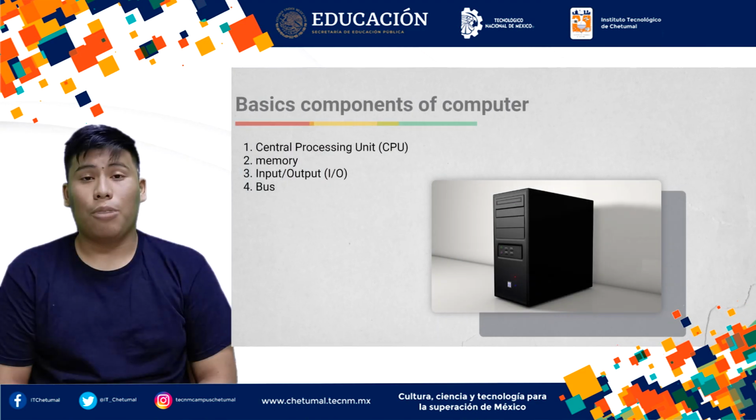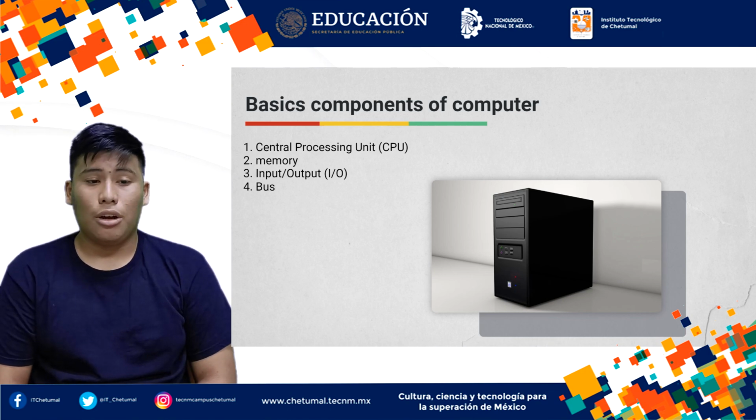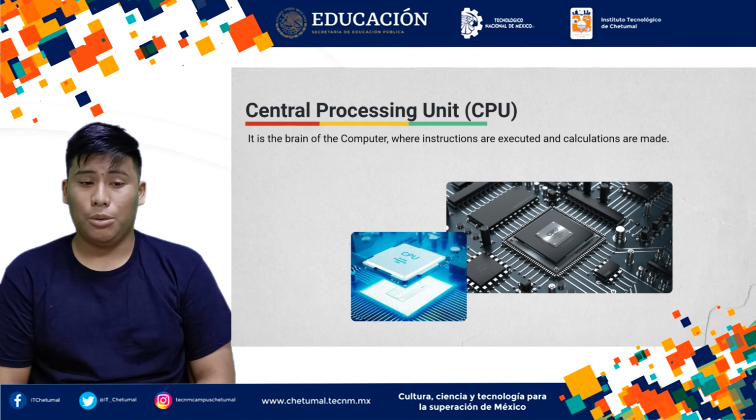The architecture of a computer can be broken down into several fundamental parts. First, let's examine the main components. We have 1. The Central Processing Unit, also known as the CPU. The CPU is the brain of the computer. It is responsible for executing the instructions of the program through its functional units.